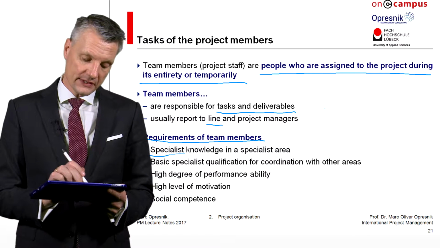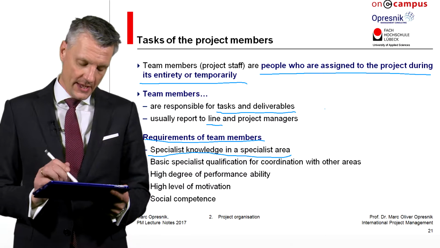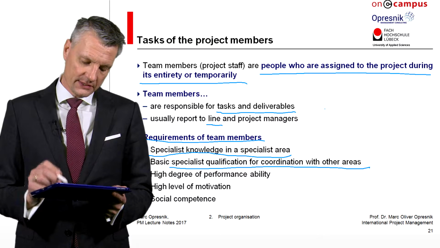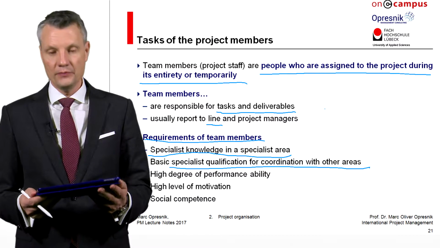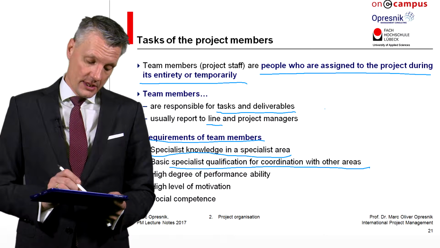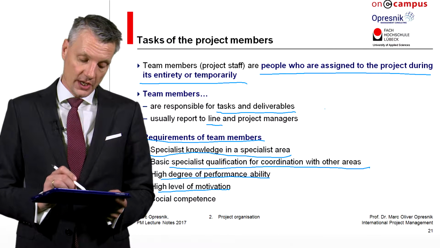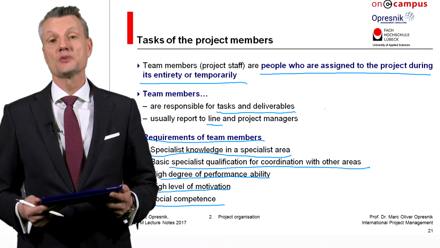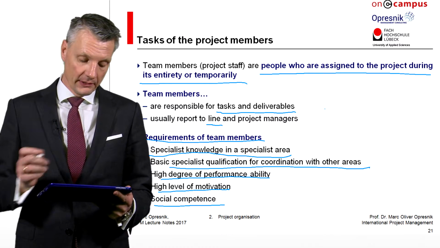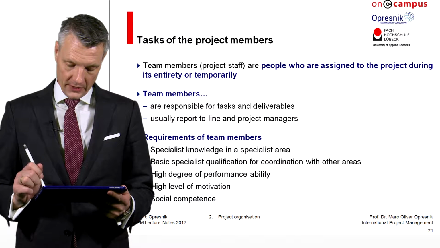What are the requirements to send somebody into a project? First, they have to have some specific knowledge in some subject area. Then they also have to have basic specialist qualification for coordination with other areas. They have a high degree of performance ability, a high level of motivation, and also social competence, which means they have to be in a position to work well with other people, in a team. So they have to be team players, simply speaking.